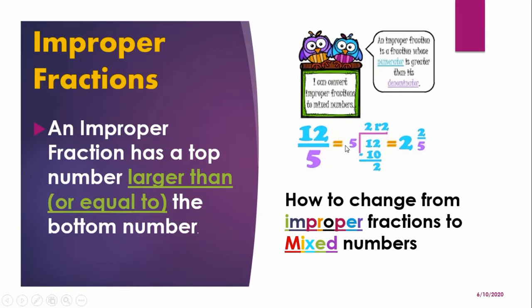Now look at this example. 12/5 is an improper fraction and we have to change from 12/5 into mixed number 2 and 2/5. So we can change by long division. 12/5, 12 is the dividend and 5 is the divisor. So 12/5 equals 2. 2 times 5 equals 10. Now subtract 10 from 12 to get 2.